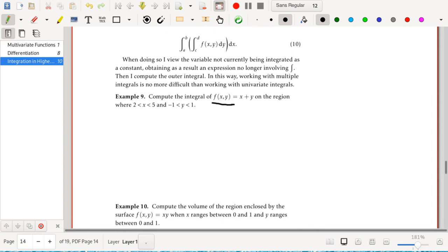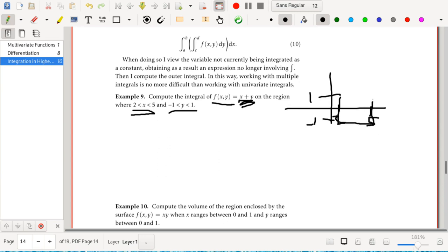So I'm going to compute the integral of f of x, y equals x plus xy, which is going to be the linear function. We're going to do this on the region where x is bounded between 2 and 5 and y is bounded between negative 1 and 1. If I were to sketch this region, x is between 2 and 5, so this is 2 and 5, and y is between negative 1 and 1. So this corresponds to this rectangular region. This is the region over which we're computing the integral.